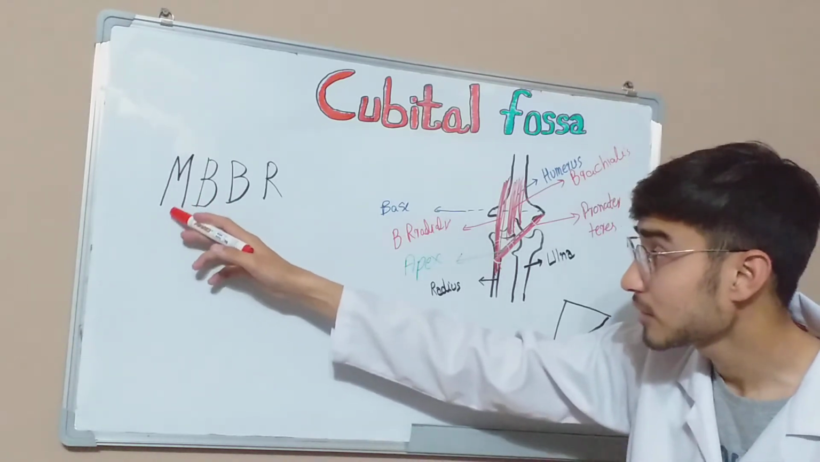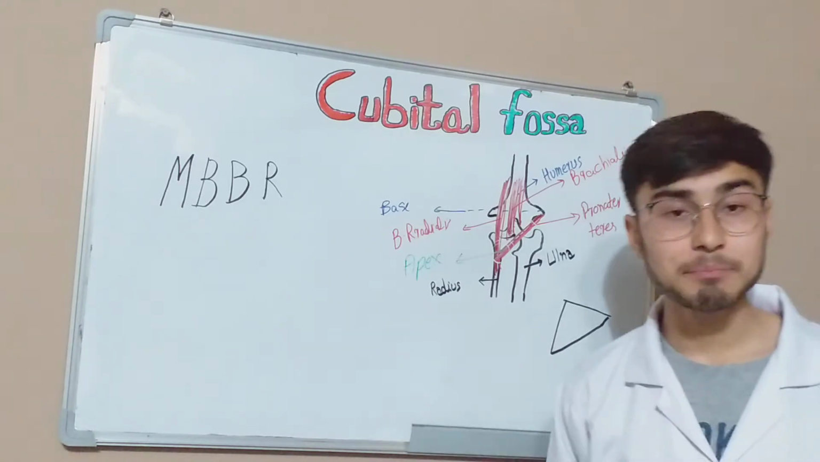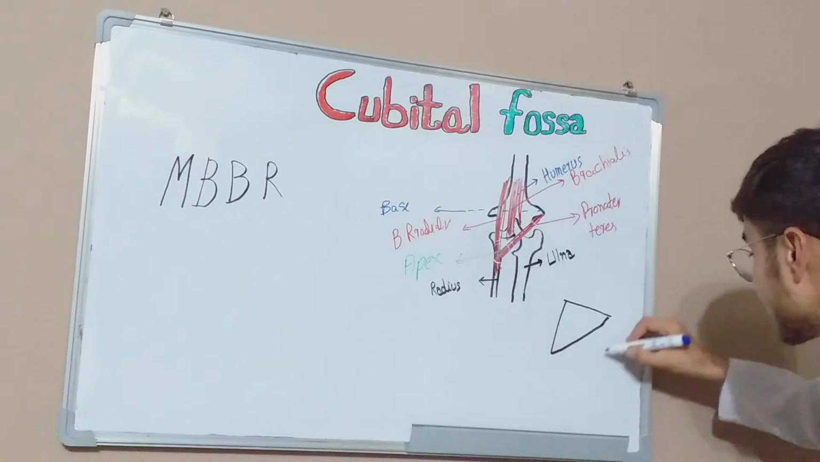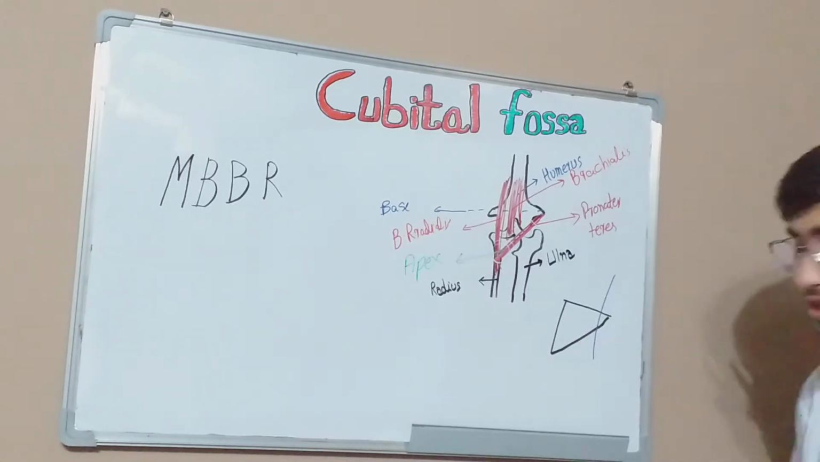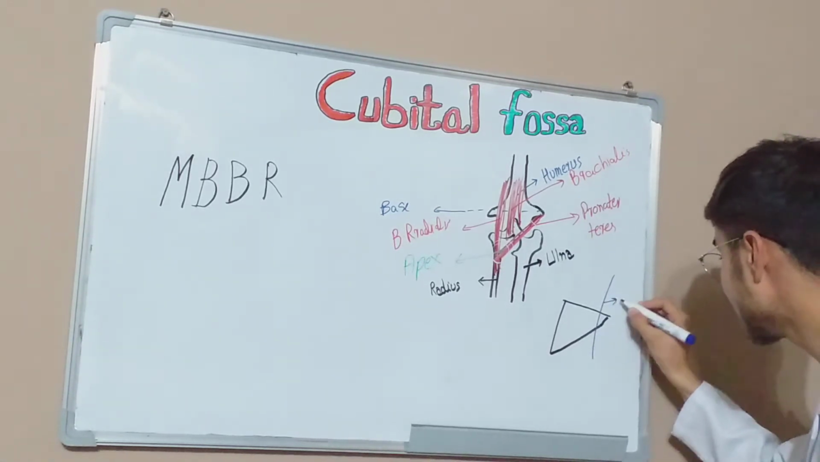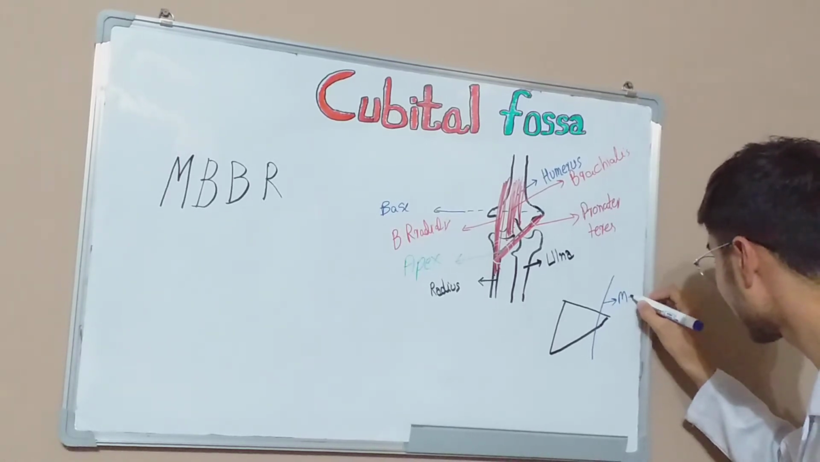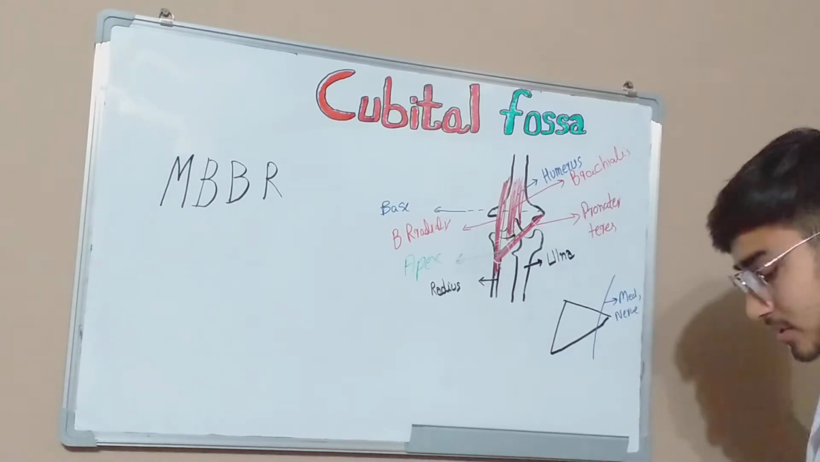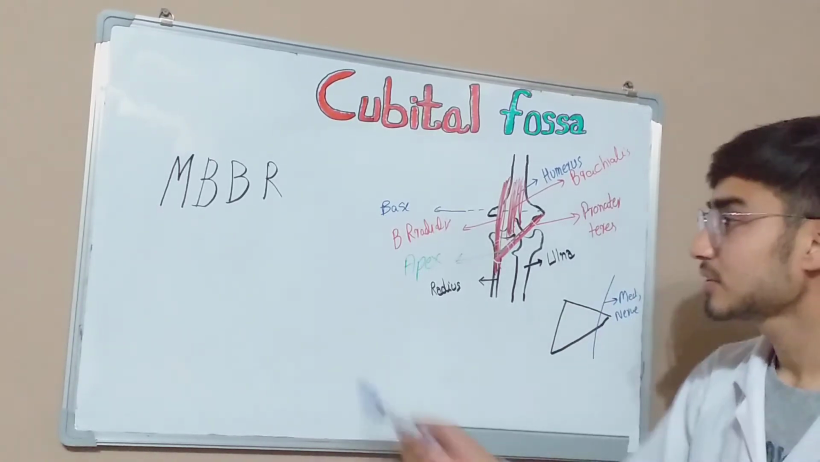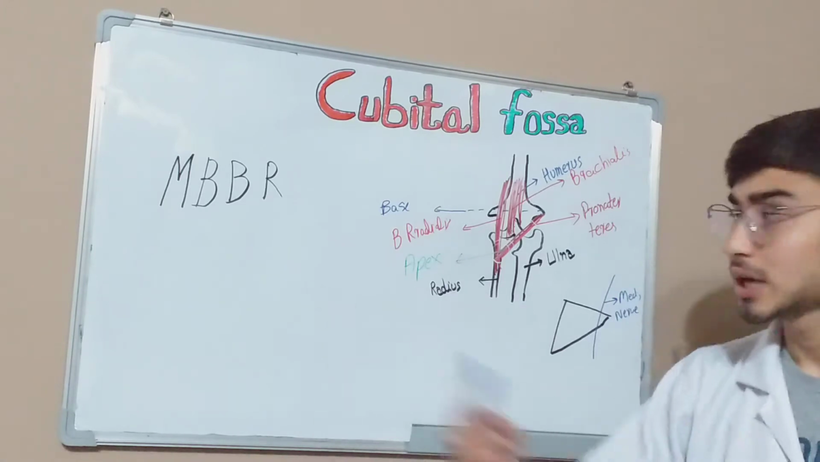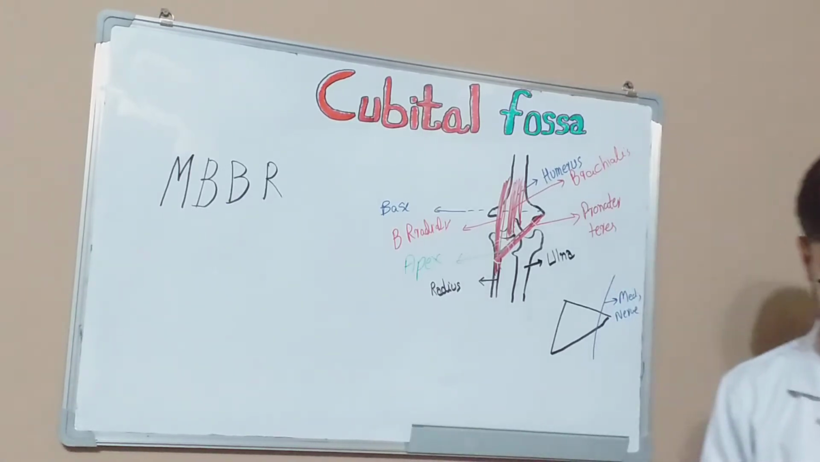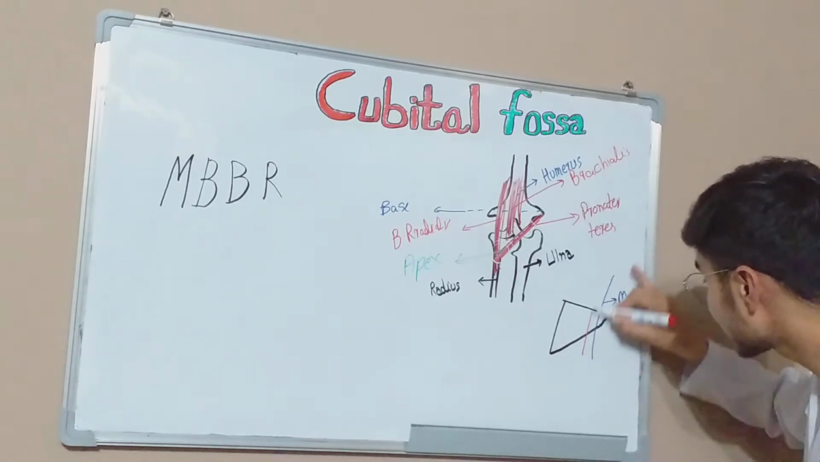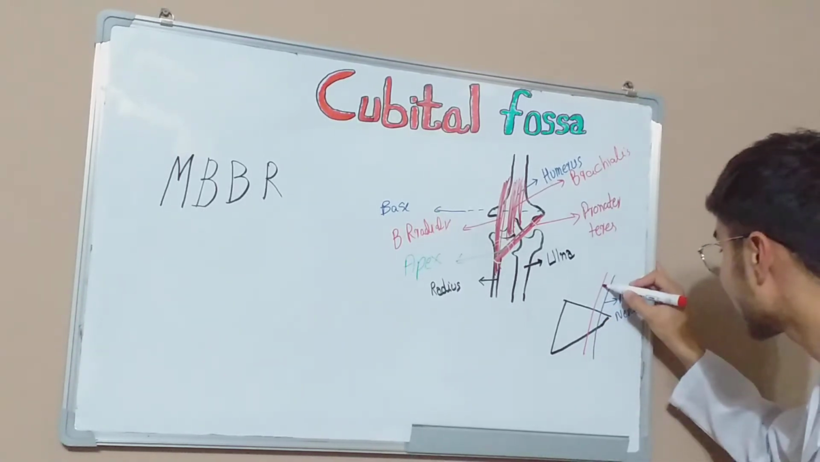So the first one we have is the M. M means the median nerve. This structure that I'm drawing right now is the median nerve. Just lateral to the median nerve, we have another B, and this B is indicating the brachial artery. So just lateral to the median nerve, we have the brachial artery.